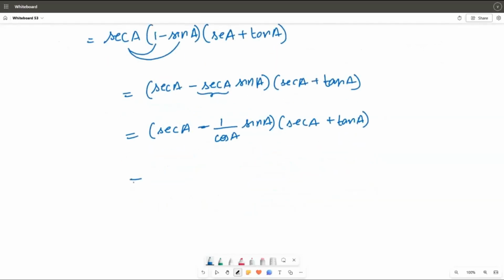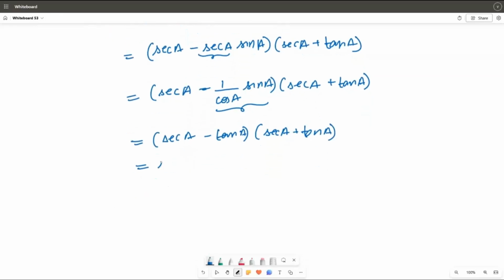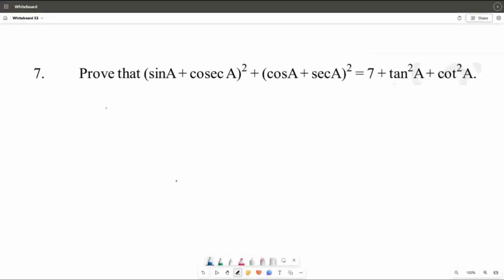We know that sin A by cos A is equal to tan A, so the secant A would remain the same. This sin A by cos A is equal to tan A into secant A plus tan A, and we have (A plus B) into (A minus B) here. (A plus B) into (A minus B) is equal to A square minus B square. So we have secant square A minus tan square A, and by properties secant square A minus tan square A is equal to 1.